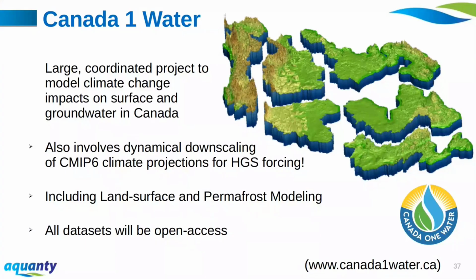The aim of the project is to build really large-scale HydroGeoSphere models for all of Canada, and you can see the mosaic of models on the right-hand side here. We will also use the Weather Research and Forecasting model, WRF, to downscale dynamically the CMIP6 climate projections. A lot of the data will be publicly accessible. We are also looking specifically at land surface processes like permafrost as well.